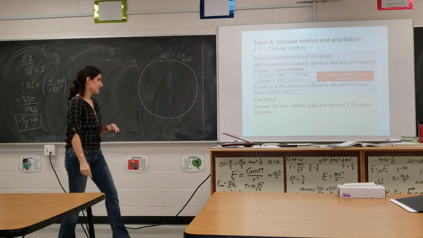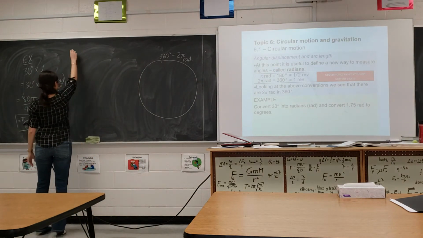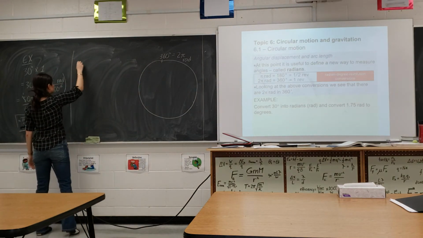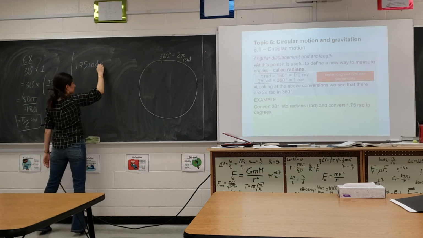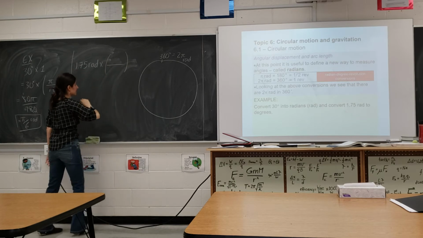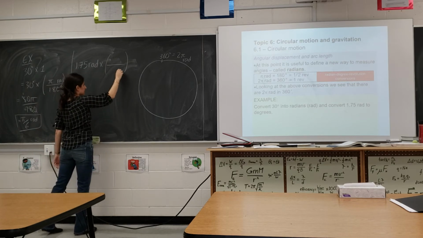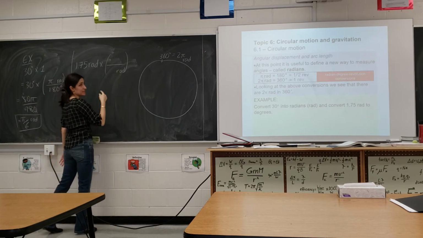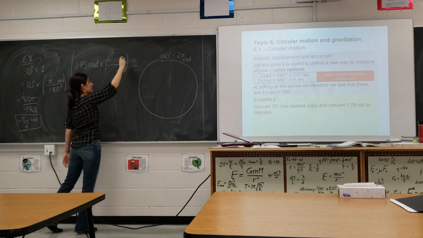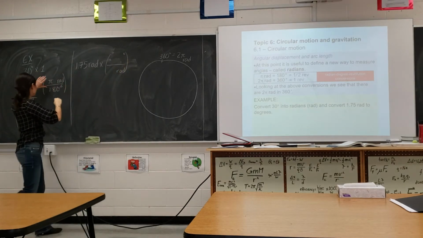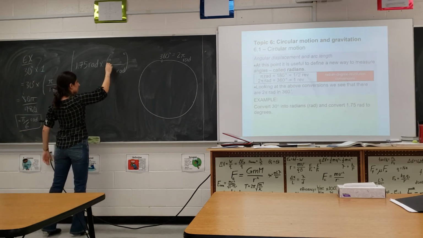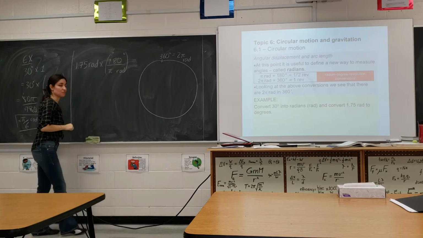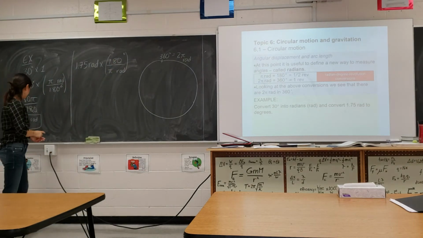The other one is 1.75 radians to degrees. Again, multiply by 1. There's my empty fraction. I'm getting rid of radians, so I stick that in the bottom. I'm trying to get degrees, so I stick that on the top. Same fraction, you might just have to flip it. In this case, I have to flip it. So pi goes on the bottom. Pi radians is equivalent to 180 degrees.